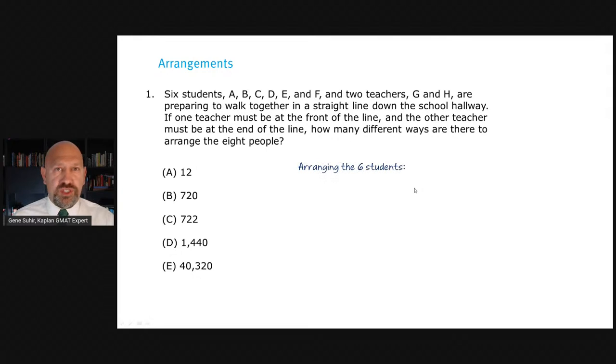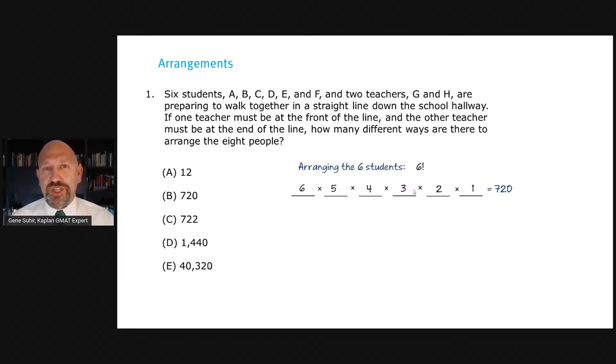Let's consider the six students. Now you're going to have these eight positions, but the six students will have to be associated with the six in the middle. The six students can be arranged in six factorial ways. Can imagine certainly the slots, 6, 5, 4, 3, 2, until you get to the last student spot would have to be that last student. Now multiplying those together, you should have gotten 720, which would have been answer choice B.